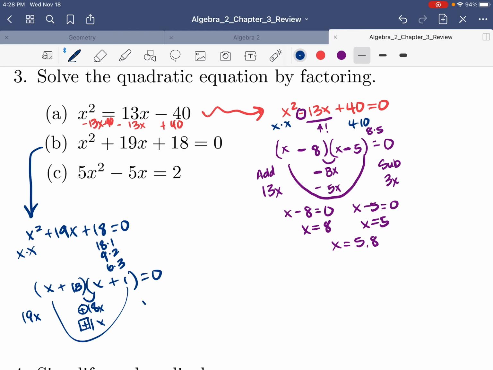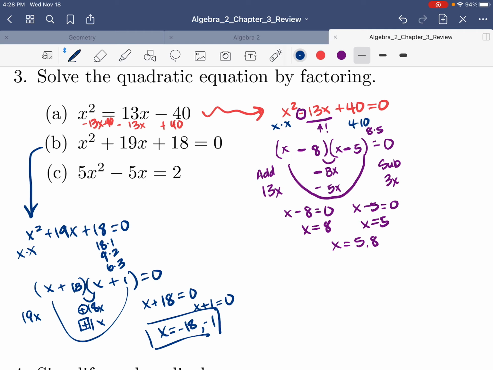And now we solve it by using the zero product property. X plus 18 is equal to 0, and x plus 1 is equal to 0. Solving this, I get x is equal to negative 18. Solving the second one, I get x is equal to negative 1. And I have my two answers for question B.